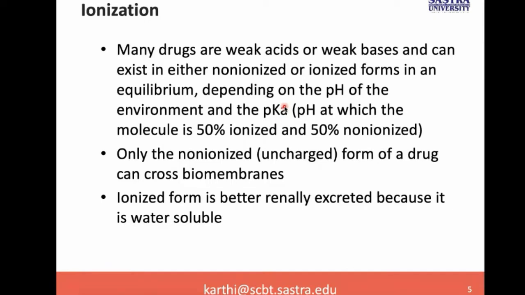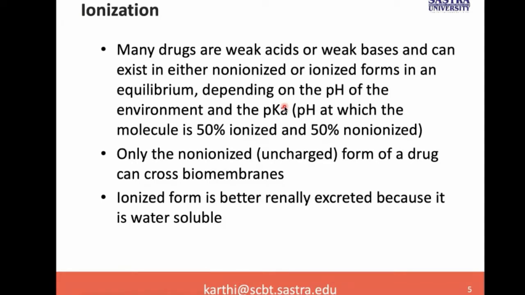Both acidic and basic functional groups will have a specific pKa. We solved for aspirin, if I remember. Aspirin has a carboxylic acid functional group. What pKa did we use for solving the problem? Somebody can respond. Sorry? 3.5, sir. Okay, 3.5.